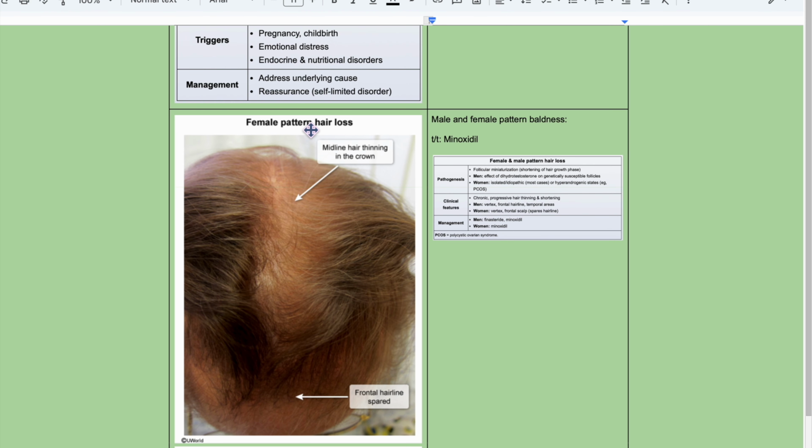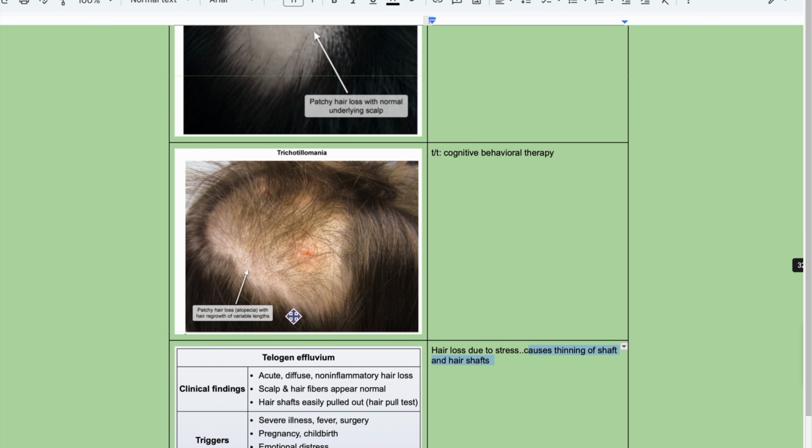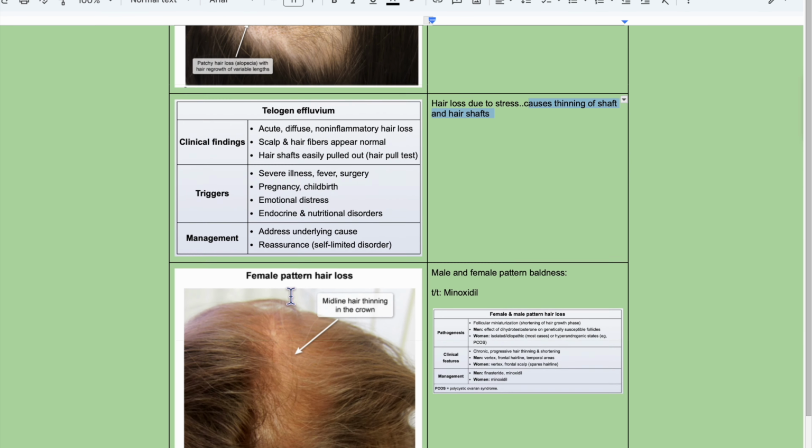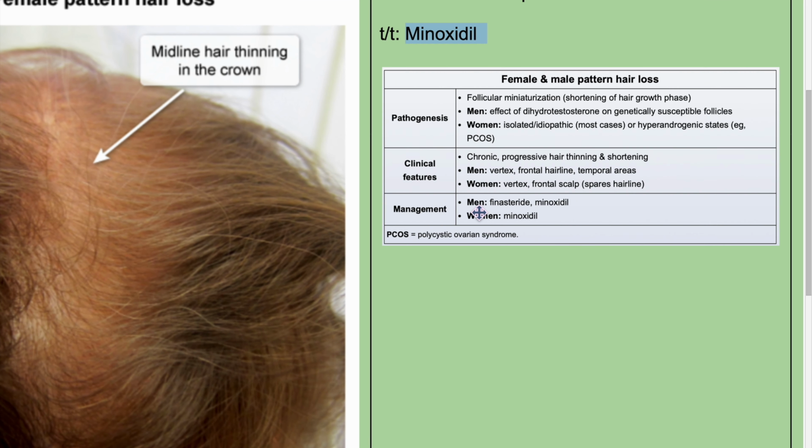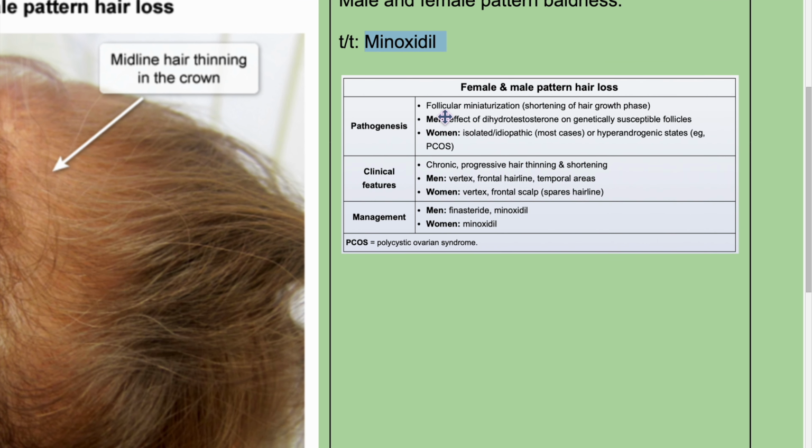Another hair loss condition they can test you on is female pattern hair loss. So midline hair thinning in the crown. Don't confuse this with either of these, right? It can be male or female pattern baldness. Treatment is minoxidil. Female and male pattern baldness or hair loss.